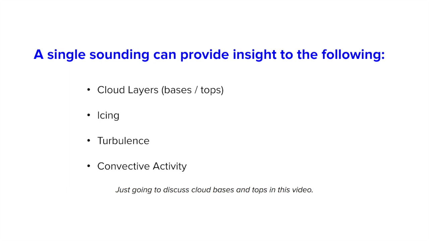So a single sounding can provide insight to the following. It can provide insight to where our cloud layers are going to be, both the bases and the tops. And we're just going to talk about that in this video today. But it can also give us icing potential. It can tell us how turbulent things are going to be. Also tell us where turbulence isn't going to be. And then it can also show convective activity, so thunderstorms or just light convection that could be associated with turbulence.